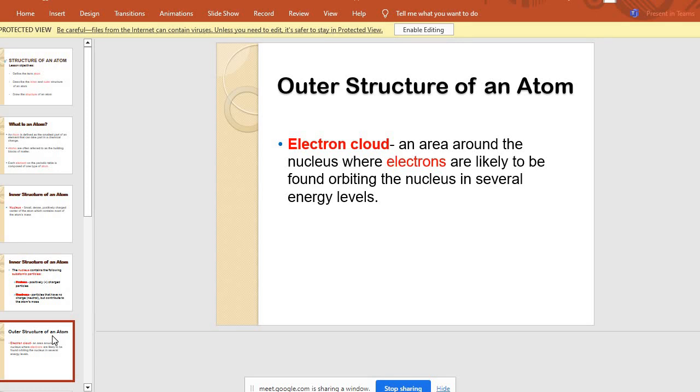So for the outer structure of an atom, this is what is outside the atom. We can see we have an electron cloud, which is an area around the nucleus where the electrons are likely to be found orbiting around the nucleus in several energy levels. Wherever the electrons are concentrated, we call it the electron cloud. And you're going to see what is contained in the electron cloud, where the specific electrons are.